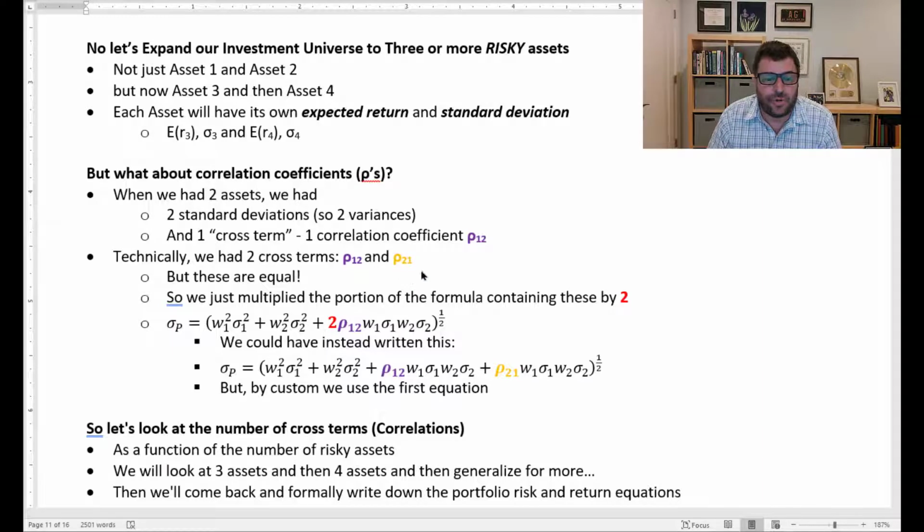And so we just multiplied the formula containing these two by 2. And so here I can see my portfolio risk equation, and I just had 2 times the correlation coefficient. Now we could have instead written this: 1 times the correlation of 1, 2, and 1 times the correlation of 2, 1. But they are the same, and so by custom we use this first equation.